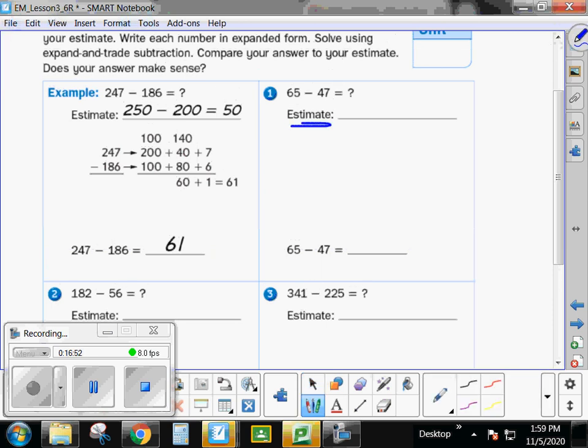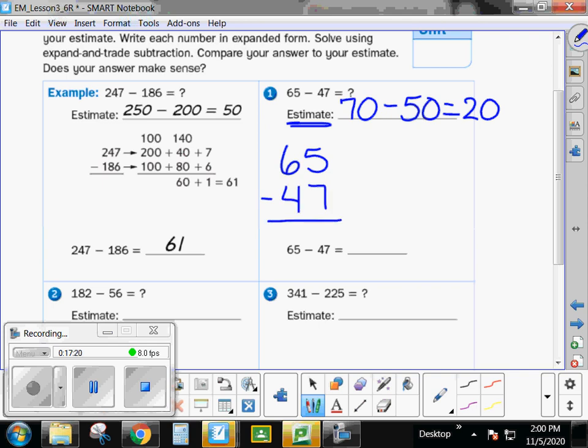So first they want you to do an estimate. So I am going to estimate 65 is close to 70 and 47 is close to 50. And when I subtract those, I get 20. So my answer when I'm finished should be close to 20. Let's go ahead and rewrite the problem vertically. Pause the video if you need some more time. Expand your numbers.